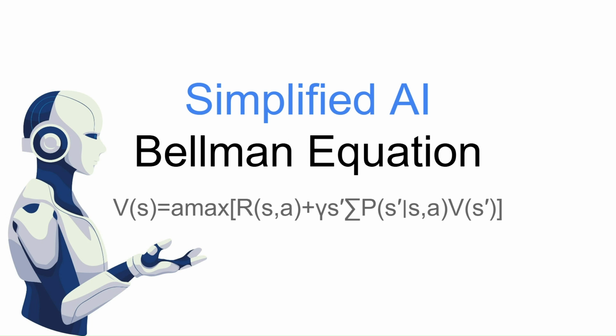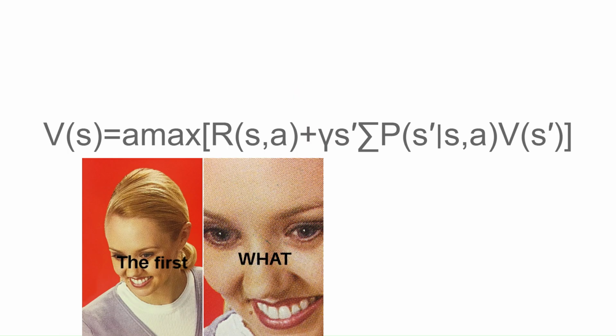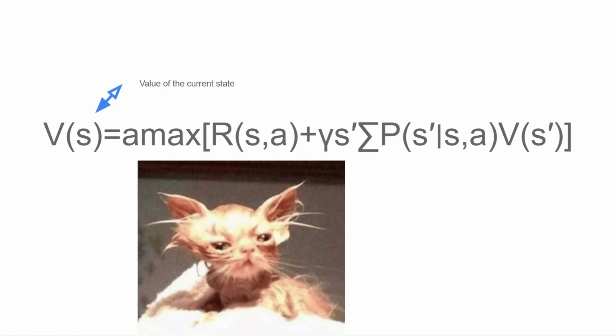Today I'll be breaking down the Bellman equation. Let's start off at the V(s). Okay, so what is V(s), right? V(s) is like your current state.